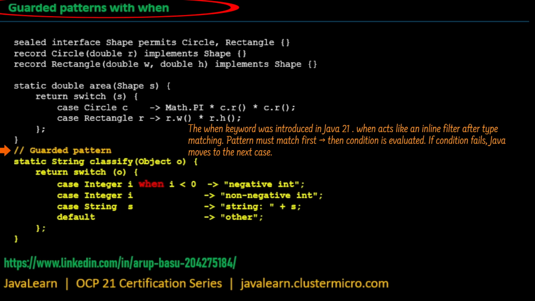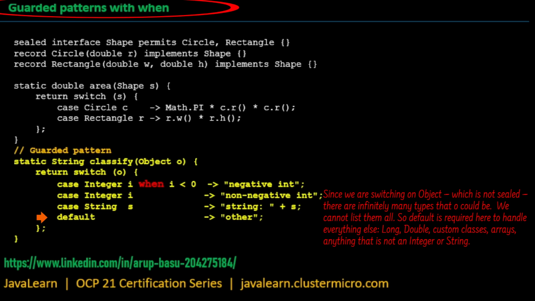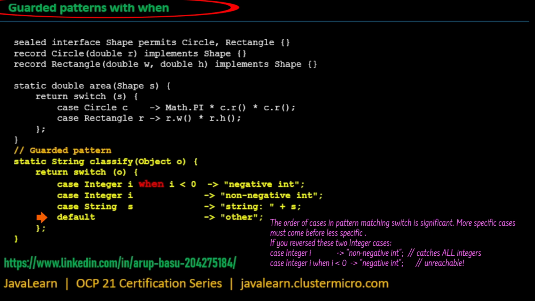So since we are switching on Object, which is not sealed, there are infinitely many types that o could be. Okay, we cannot list them all. So default is required here to handle everything else: long, double, custom classes, arrays, anything that is not an Integer or String. The order of cases in pattern matching switch is also very significant. So more specific cases must come before the less specific cases.